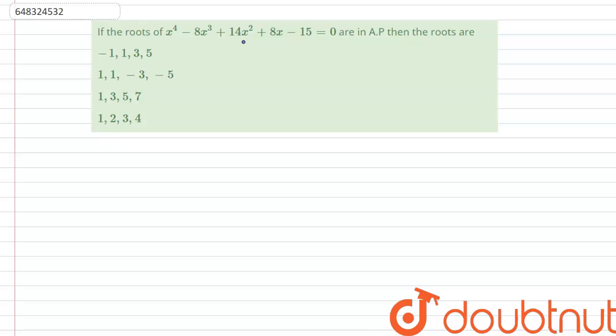The question says that if the roots of the equation x to the power 4 minus 8x cubed plus 14x squared plus 8x minus 15 is equal to 0 are in arithmetic progression, then the roots are which of the following options?